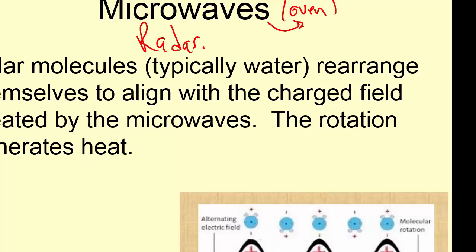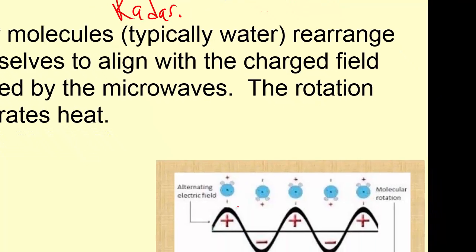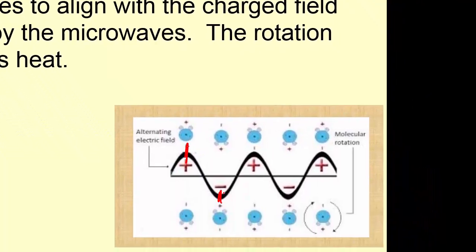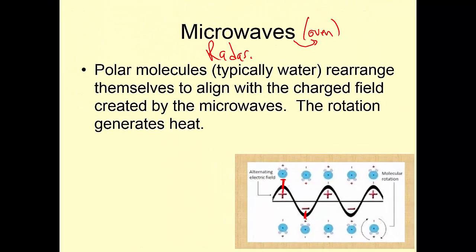Polar molecules, typically water, rearrange themselves to align with the charged field created by microwaves. So you know how we had waves where we said, this is a crest, this is a trough, right? If this is the positive end, remember this is the negative end of water. So it aligns itself to create a little bond, right? And when it creates bonds, it releases energy. Then this is the negative end and it flips to get the positive end. And then the positive end comes back up, and there's the negative, and as it flips, the molecular rotation generates heat.